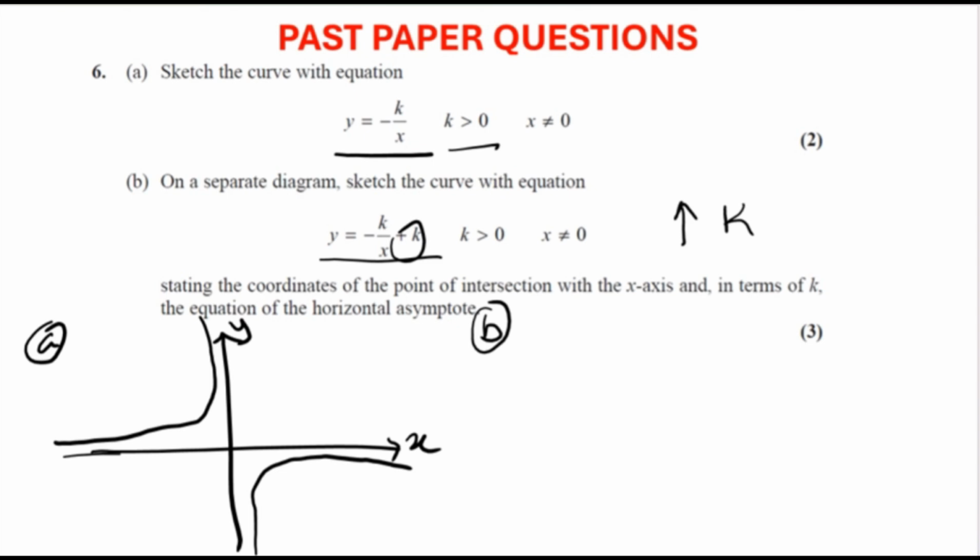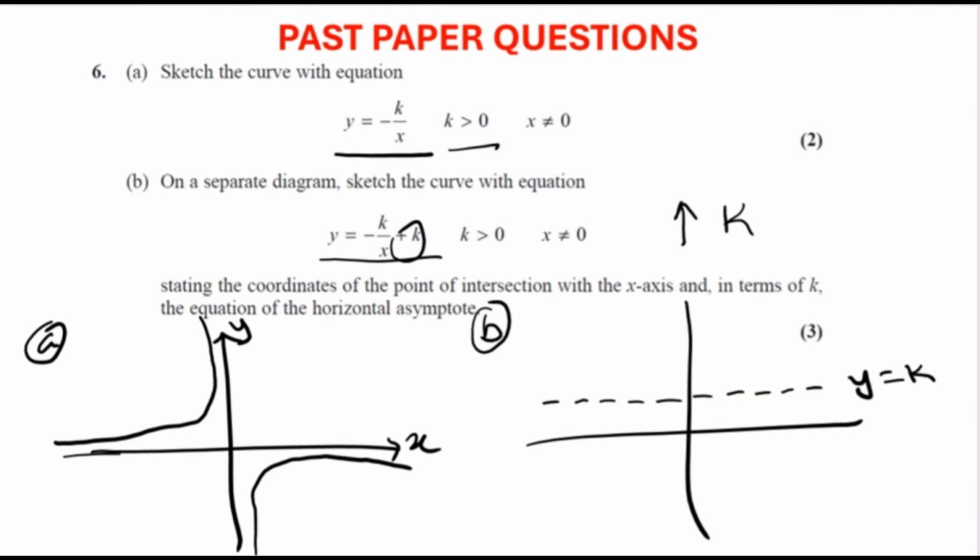So for that, how to sketch it? Because it's going up, our x asymptote will move up as the line y is equal to k. So this is my y is equal to k line because it's moving up by k. Now my sketch will look like this way, this way. So this is how the sketch of the second function looks.